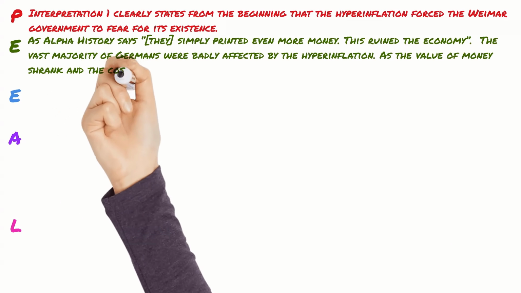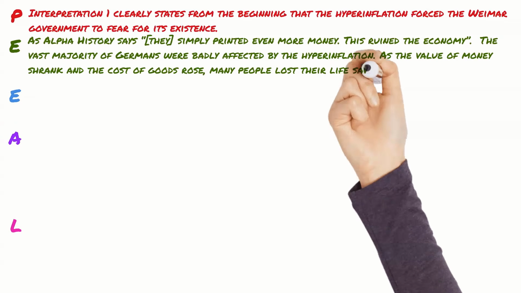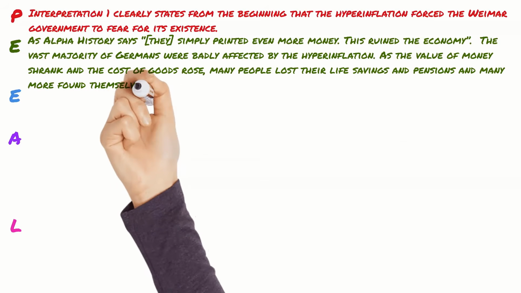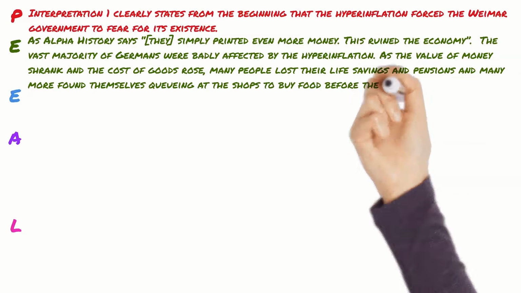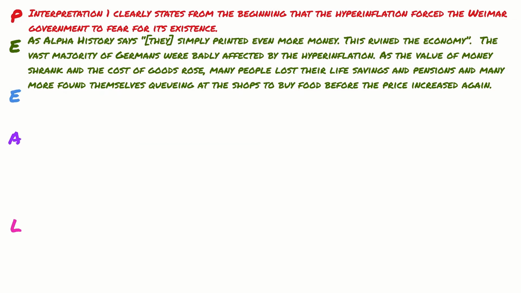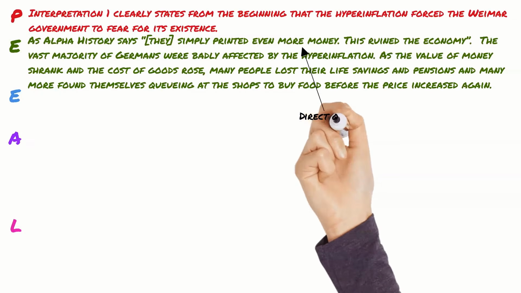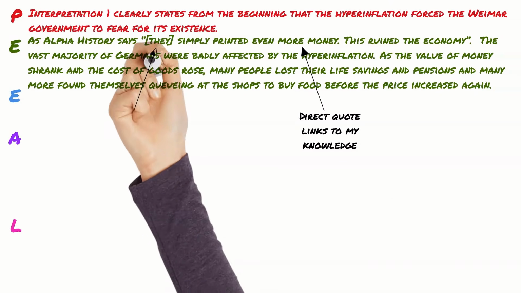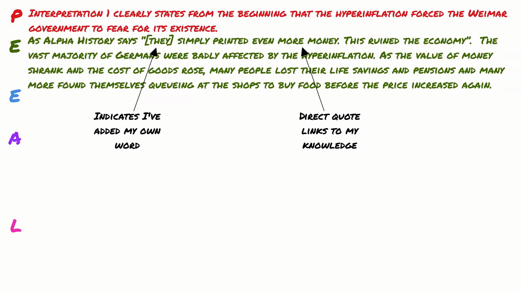As the value of money shrank and the cost of goods rose, many people lost their life savings and pensions, and many more found themselves queuing at the shops to buy food before the prices increased again. You can see that here I've used a direct quote from the interpretation to support my evidence. The square bracket shows I've added my own word to help it make sense, and I'm just showing that I know about this event and linking it to the interpretation.